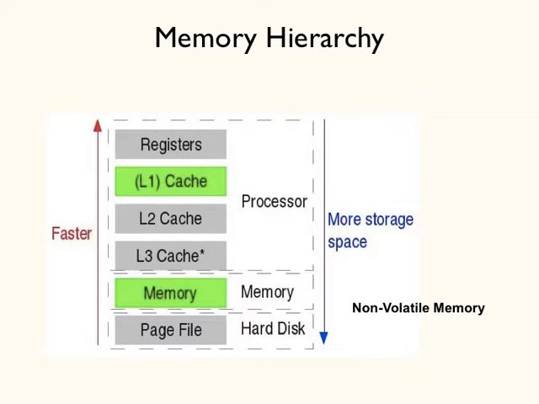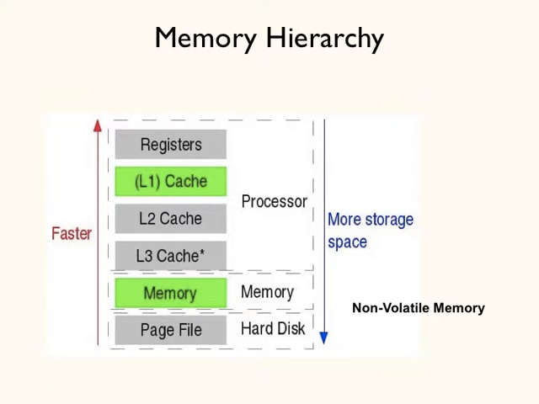Here is a picture of the memory hierarchy in the current computer system. Registers are super fast. After that, we have the L1 cache. Right now, we are in this multi-core system.